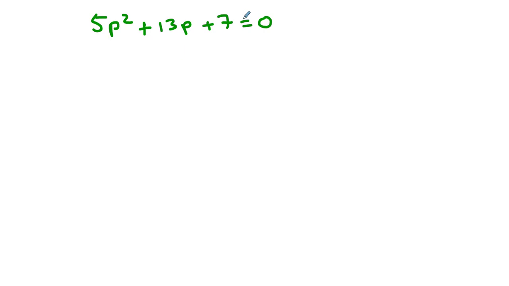So the bomb method is to multiply these two outside numbers together. So I've got a 35p squared. And I take the middle term, which is 13p. So this is instead of doing the box method. What I want to do is find two numbers that multiply to be a positive 35, and add up to be a positive 13.